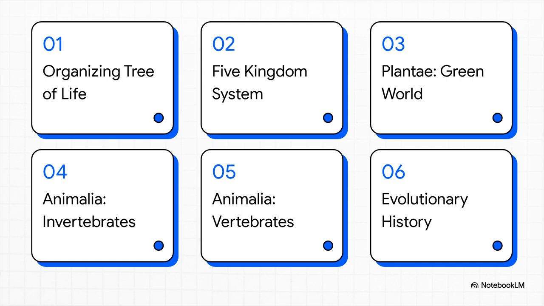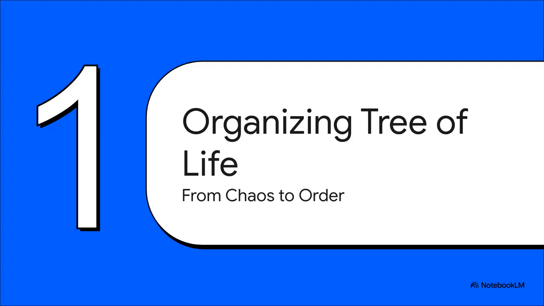Here's our game plan. First, organizing the tree of life. 2, Whitaker's 5-kingdom system. 3, Kingdom Plantae, the green world. 4 and 5, Kingdom Animalia, splitting into invertebrates and vertebrates. And finally, number 6, classification as evolutionary history. We'll build this biological scaffolding step by step, starting big and then drilling down into the specifics. All right, part 1, organizing the tree of life, going from chaos to order.